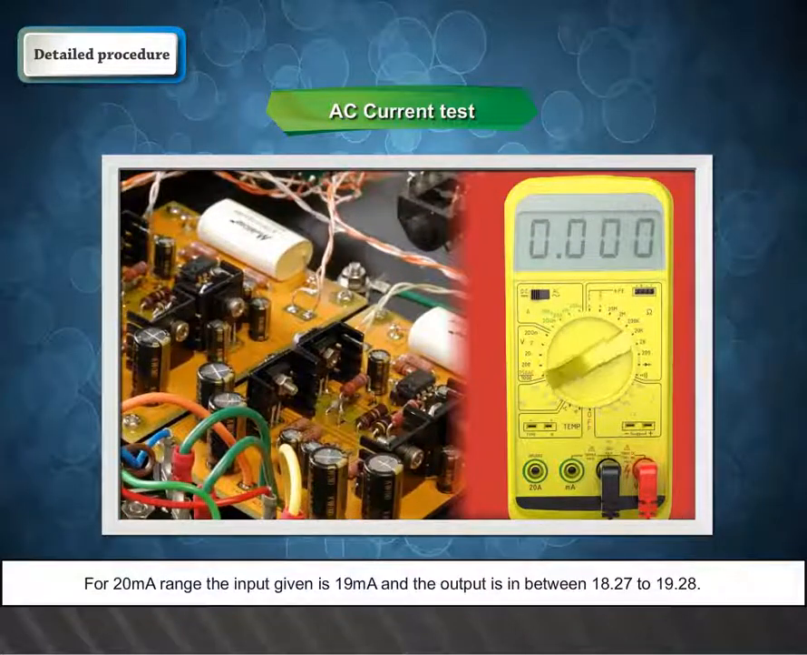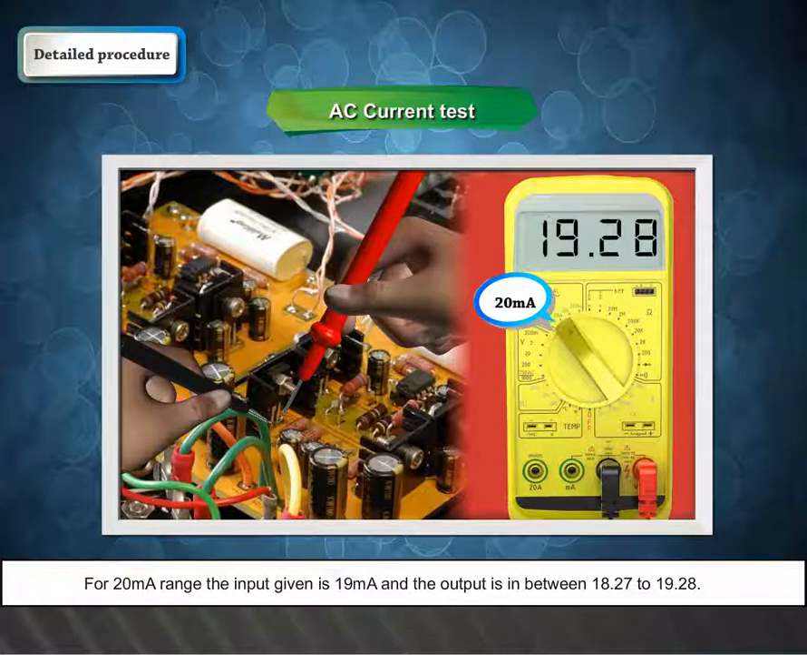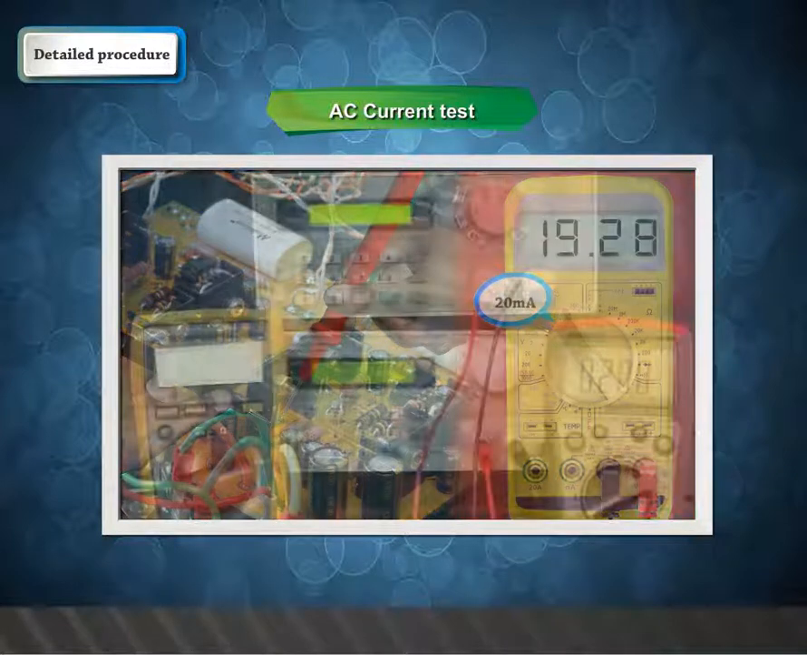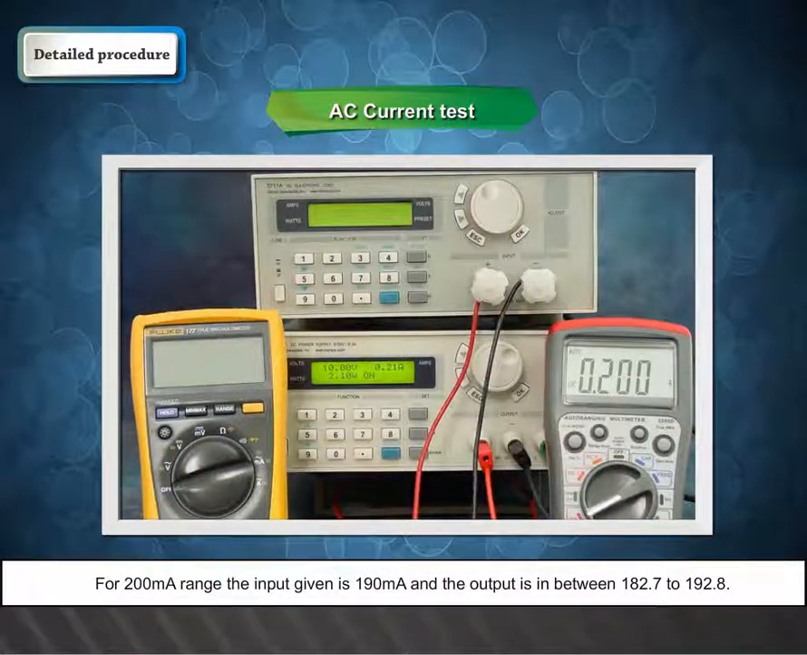For the 20 milliamps range, the input given is 19 milliamps and the output is in between 18.27 to 19.28. For the 200 milliamp range, the input given is 190 milliamp and the output is in between 182.7 to 192.8.